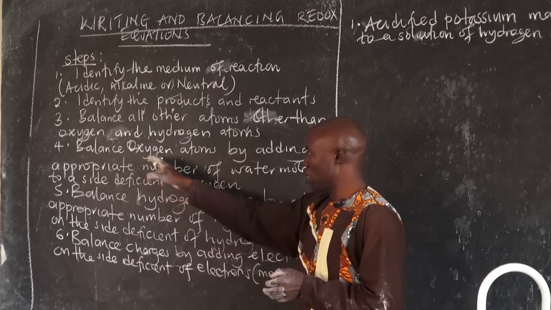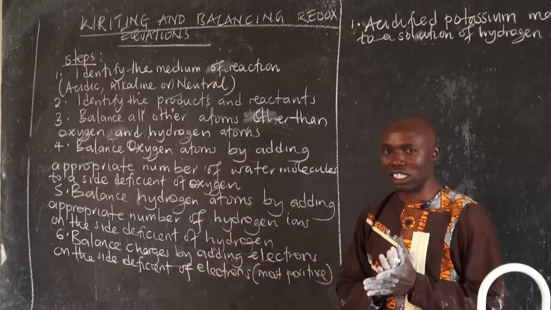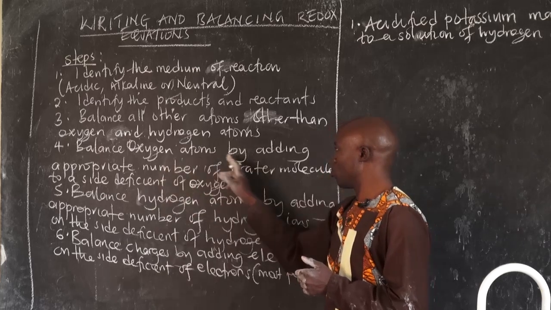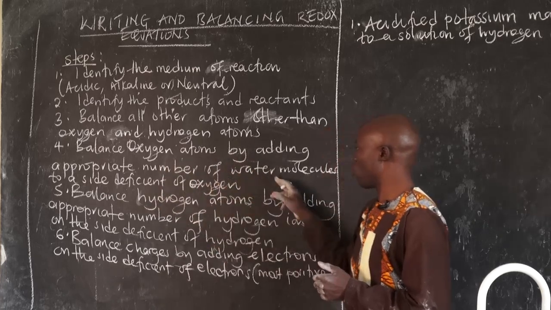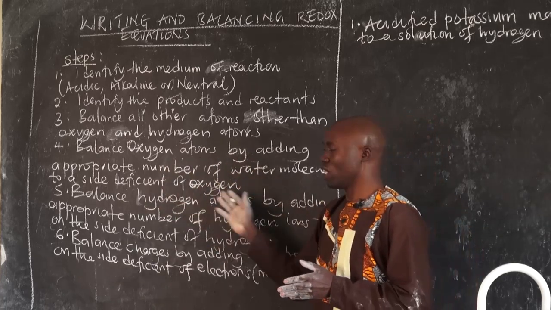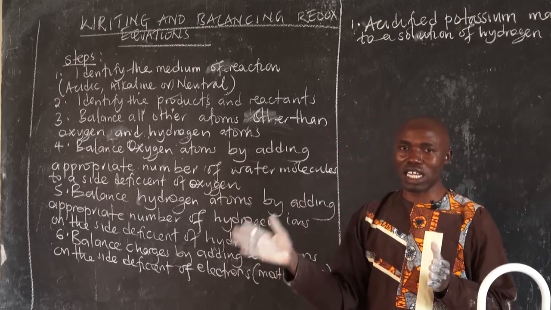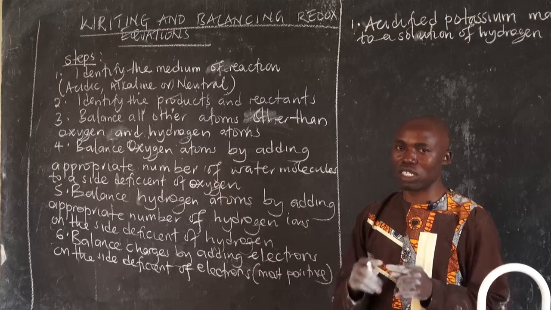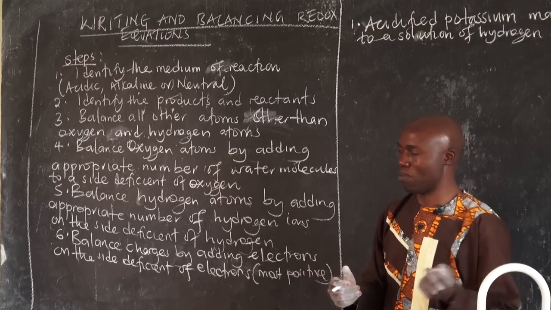Step 4, now go to balance oxygen. That's the next thing to balance before you balance hydrogen. Balance oxygen atoms by adding an appropriate number of water molecules on the side deficient of oxygen. So if the side has few oxygens, put water there, the number of water molecules that brings oxygen to the same number.